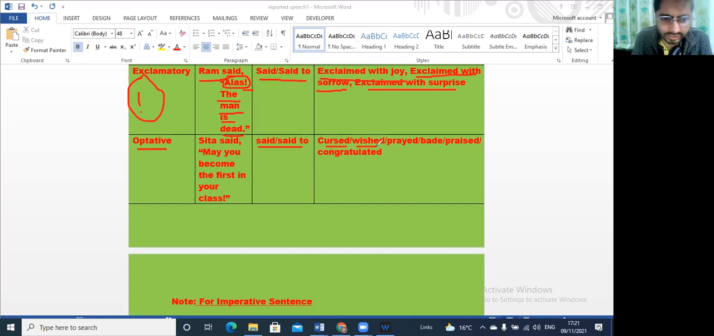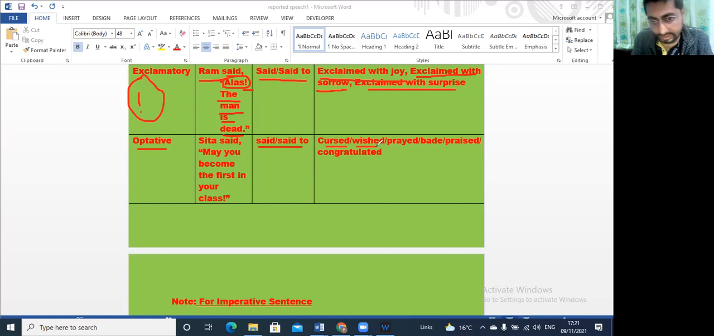Bid is used in the context for doing farewell at the time of departure, when someone is going to be separated or departed from you. In that case, we may use bade. Praised, when you try to appreciate anyone.